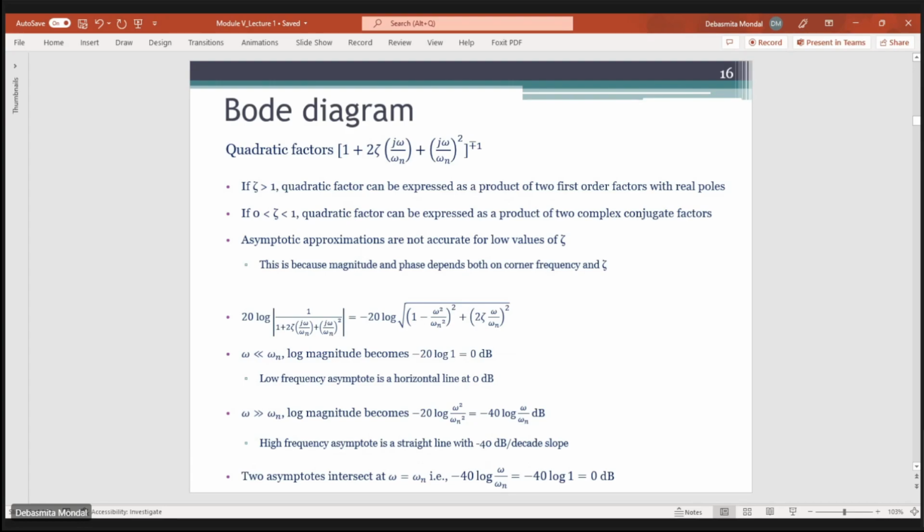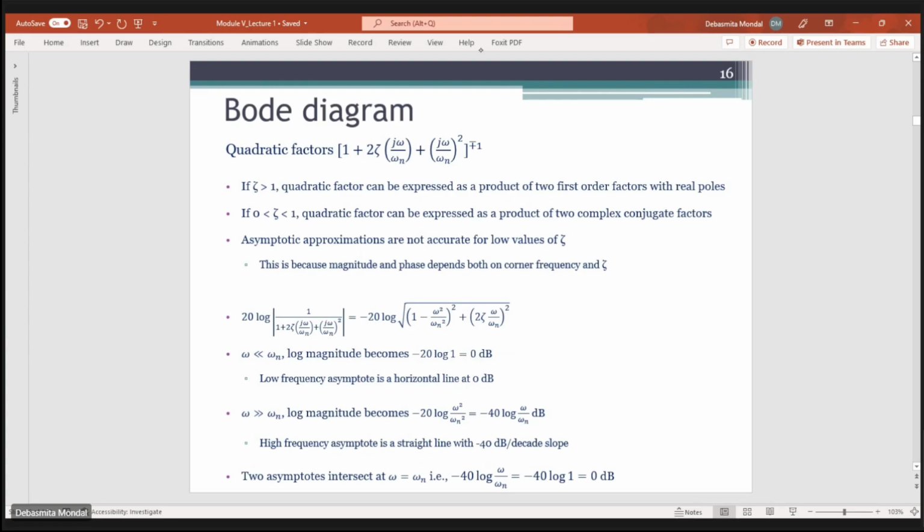Now, if you have quadratic factors, okay. In case of quadratic factors, it is given by something like this: 1 plus 2 zeta multiplied by j omega by omega n, plus j omega by omega n whole square. Okay. Now, if the value of zeta is greater than 1, then this quadratic factor can be expressed as a product of two first order factors with real poles.